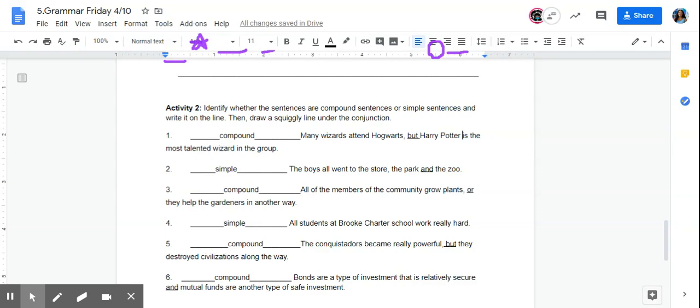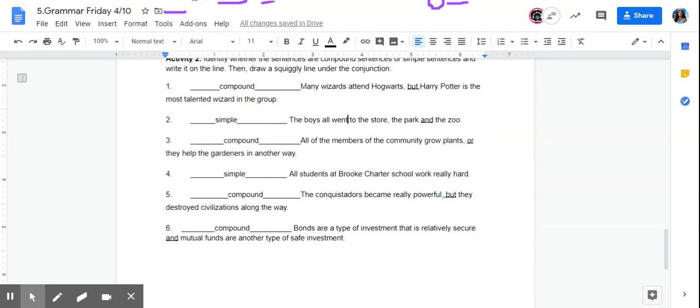The boys all went to the store, the park, and the zoo. This is a simple sentence because we have one subject and one predicate. Our conjunction here is and.